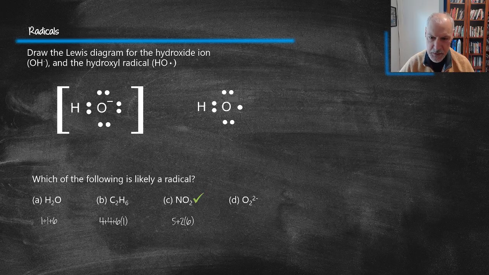And just to show, the last one also has an even number. Again, the 2 oxygens plus 2 extra because of the -2 charge.